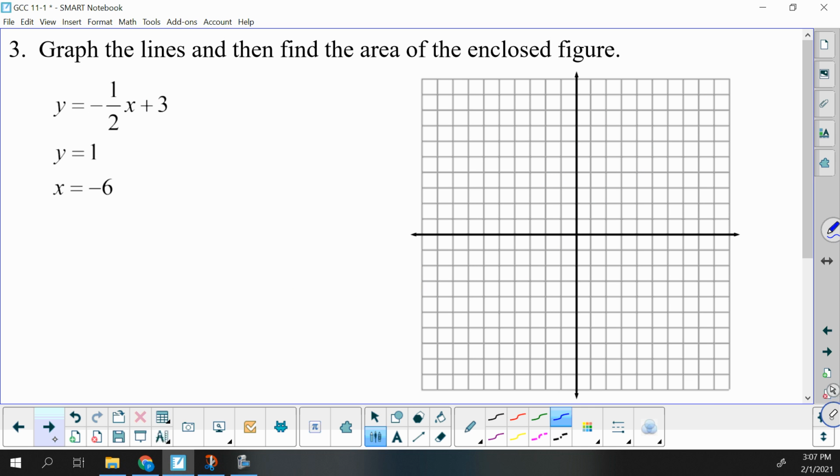If we move to the next page, we're going to do another example of one like the one we just did. Let's start off with y equals 1. That should cross through the y-axis at 1 and is a horizontal line. X equals -6 should cross through the x-axis at -6 and is a vertical line.